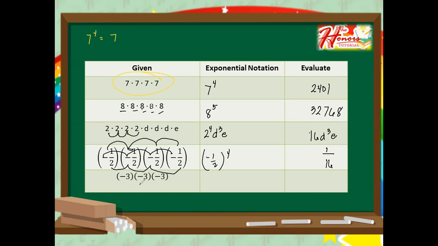Next, negative 3 times negative 3 times negative 3. So that is negative 3 cubed. So negative 3 times negative 3 is positive 9 times negative 3, that is negative 27. So the answer here is negative 27. So that is how we solve for exponential notation and evaluate it and expand it.